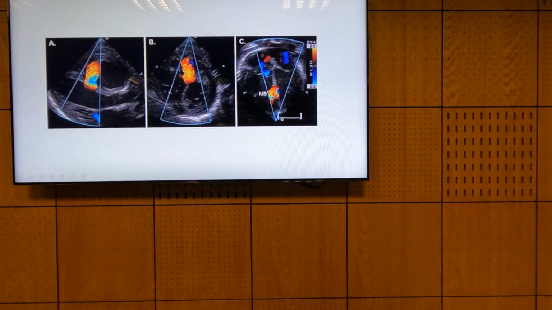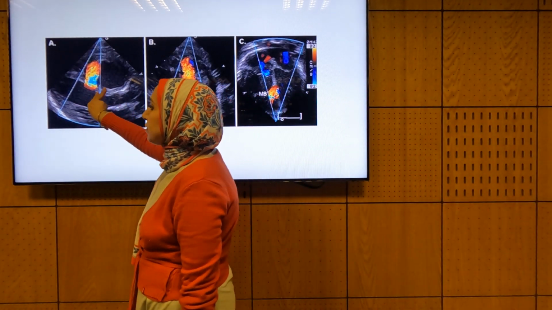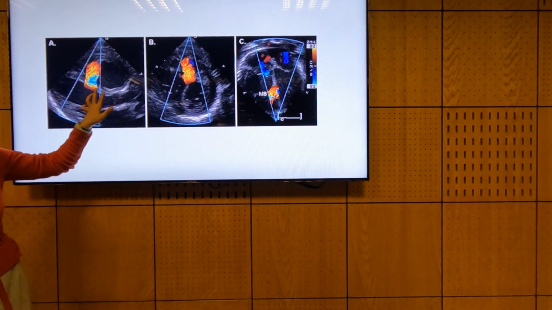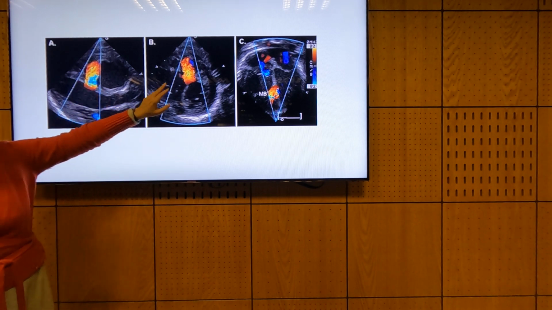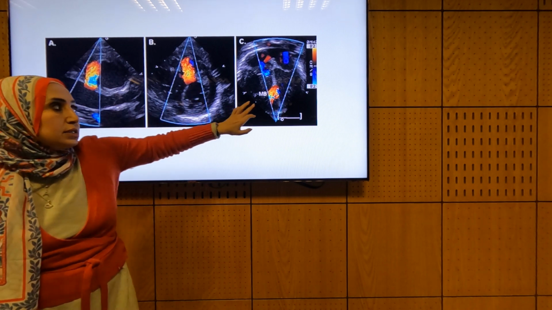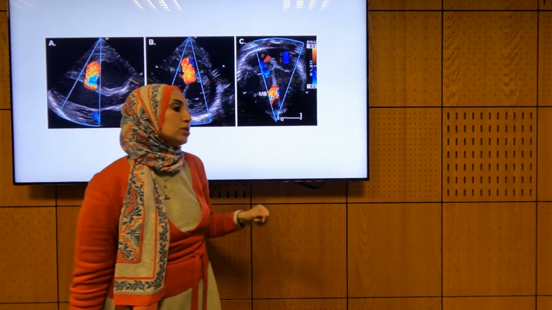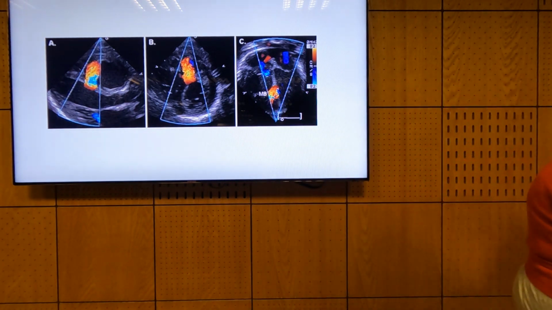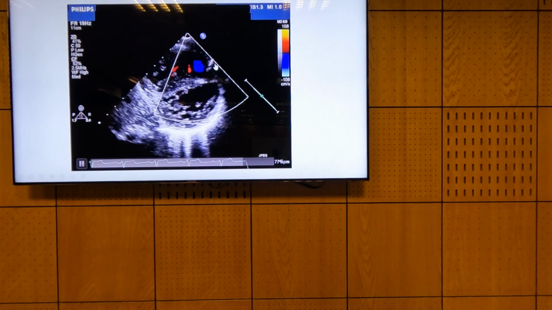Okay. This is very easy to diagnose. Actually, this is parasternal long. We have a defect here. This is the aorta. There is muscle underneath the aorta. It's not premembranous. It's not subarterial, but it's a muscular VSD. In short axis, we have a muscular VSD. In the mid septum, we have a muscular VSD. So actually, the muscular VSDs, you can diagnose by color here.